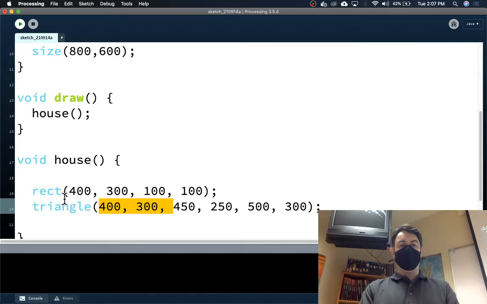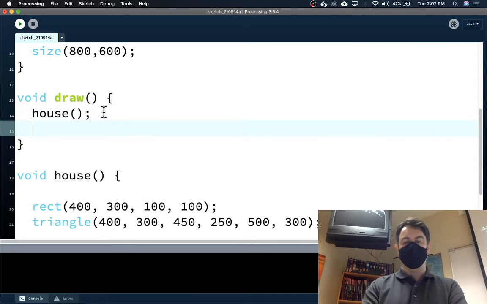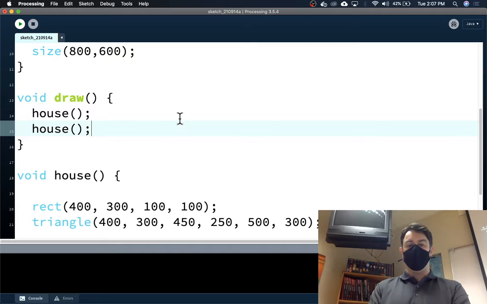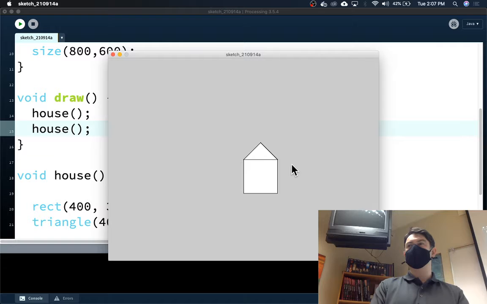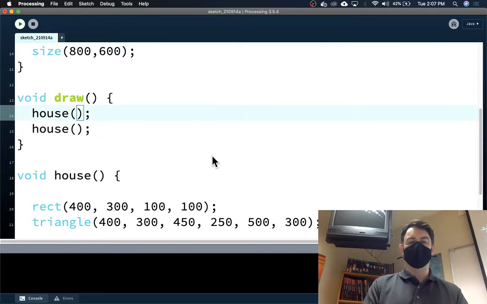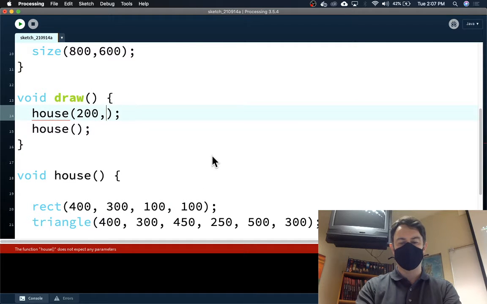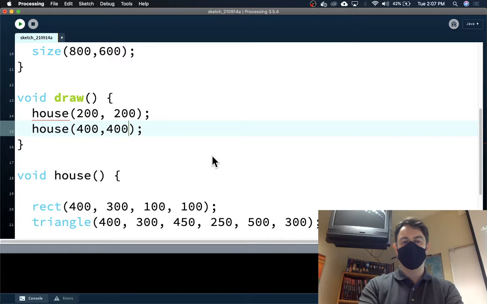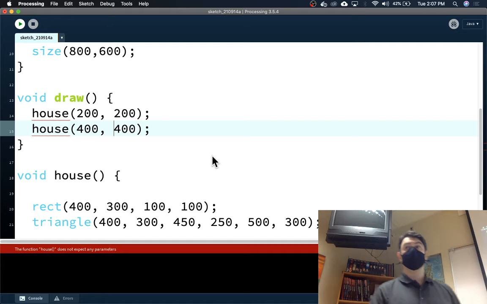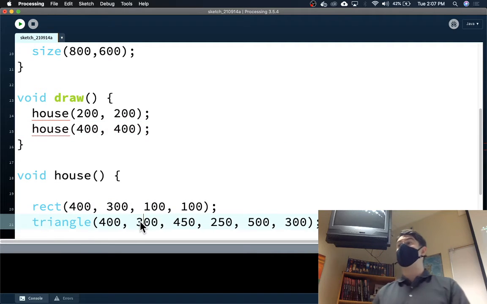So if I draw two houses, they're going to be overlapping each other. This is the problem, right? If I say house and then house, I still only have one house because they're just on top of each other. I want to be able to say, draw this house at 200, 200. And then I want this house at 400, 400. It doesn't do it because it's always hard-coded. So let's go and solve that problem.